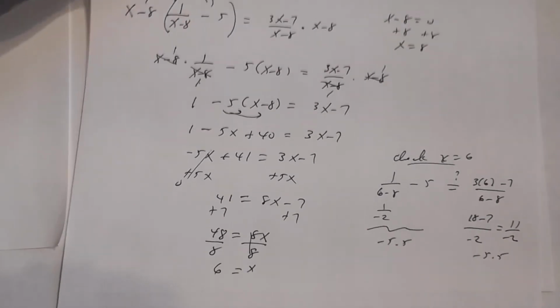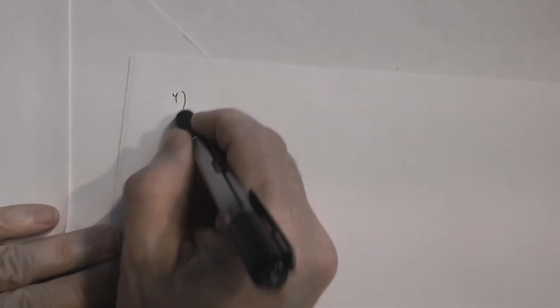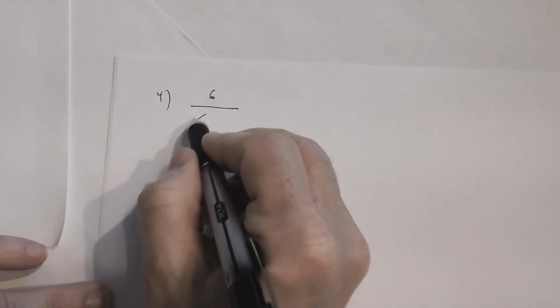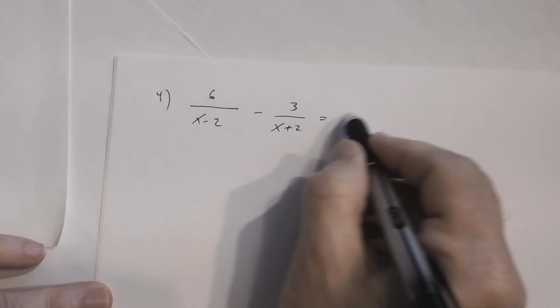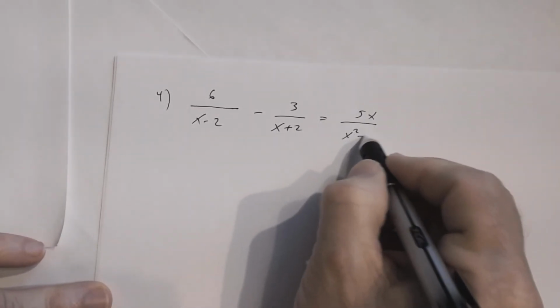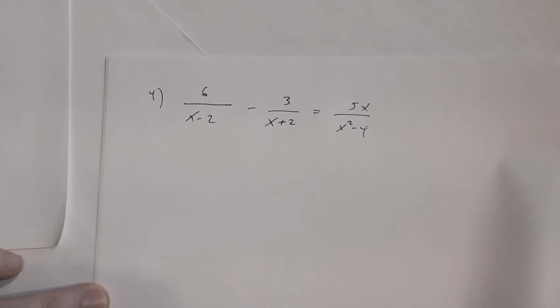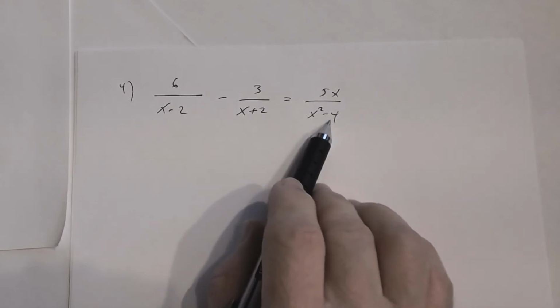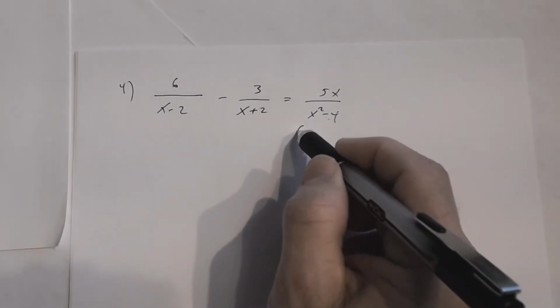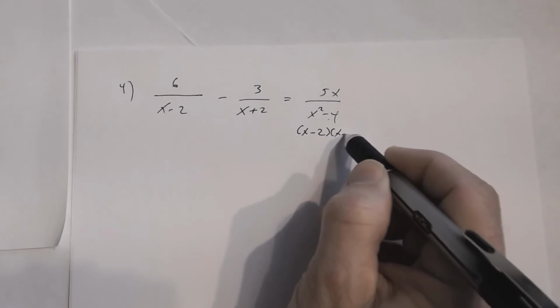All right, now number 4. Number 4, we have this. And so we have 6 divided by x minus 2 minus 3 divided by x plus 2 equal 5x divided by x squared minus 4. All right. Now, in the first 3 problems, when we talked about factoring the denominators, there wasn't anything to be factored. But here we can, because notice x squared minus 4 is the difference of 2 squares. So you want to go ahead and factor that. So you remember that'll be x minus 2 times x plus 2.